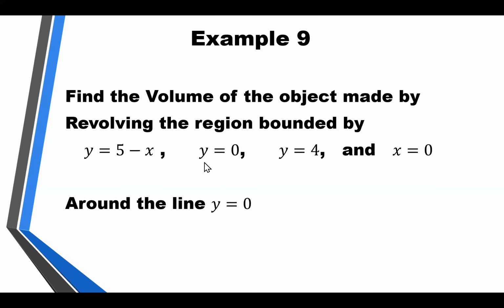Now, this is kind of nice because y equals 0 is one of the boundaries of my region. And therefore, hopefully I won't have a washer method. I'll just have one solid object when I rotate it around that x-axis. Let's go ahead and graph this region in 2 dimensions and then see what's going to happen when I revolve around y equals 0.